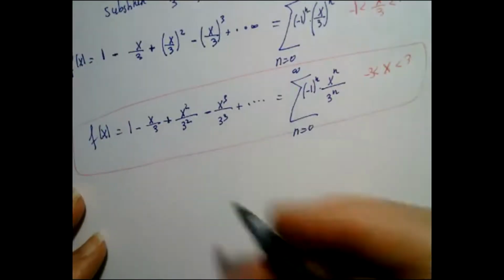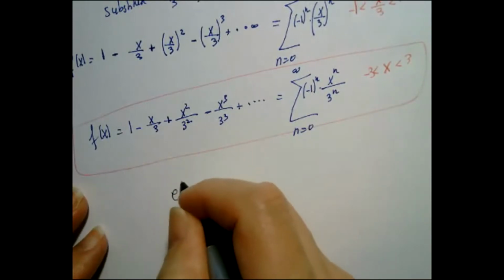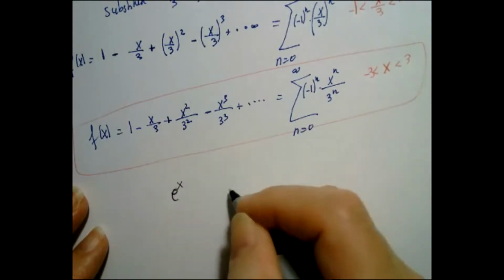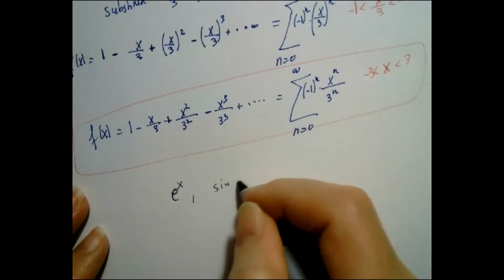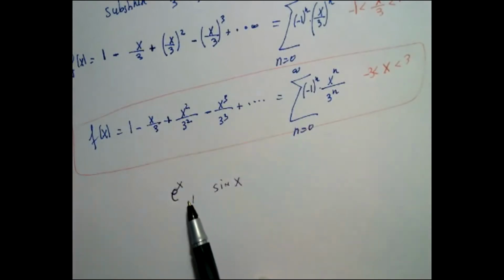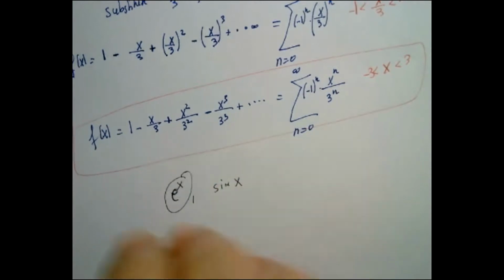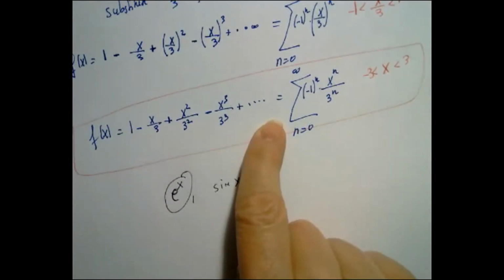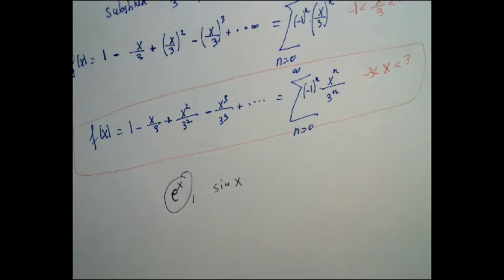Now, what if I have a function that I cannot relate, like e to the x, or sine x for that matter? There is no way I can relate e to the x to 1 over 1 minus x, or to 1 over 1 plus x. So the question is, how can I write this function as a series? And that's where the Taylor polynomials are going to come back into the picture.